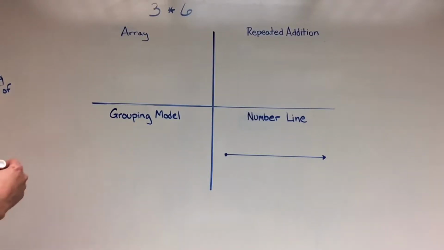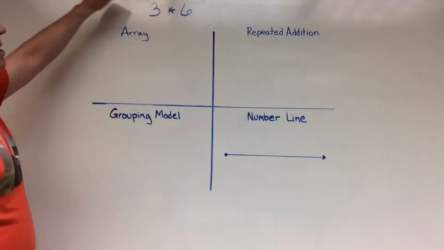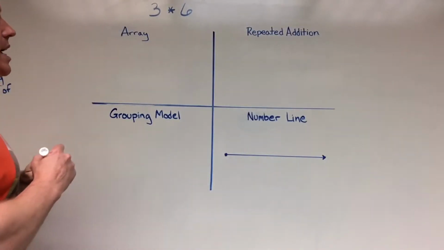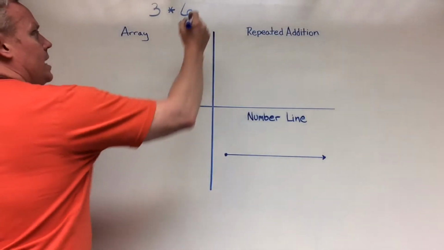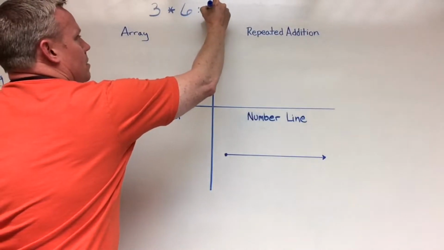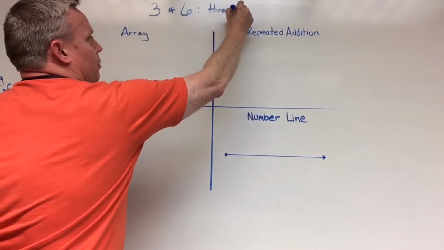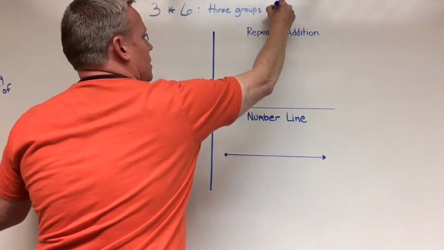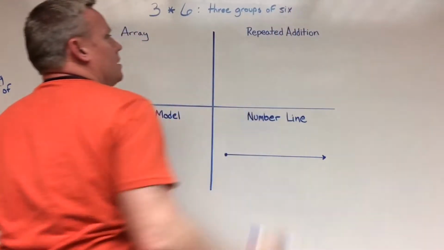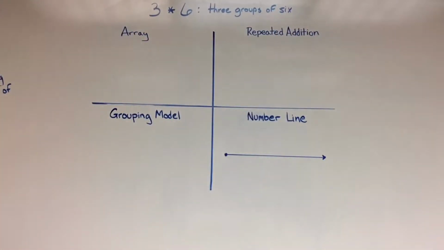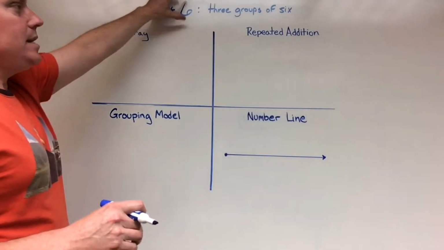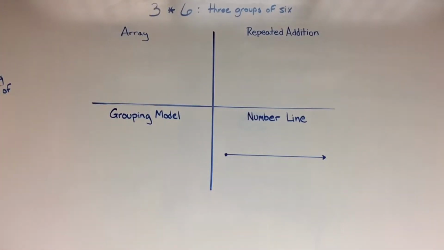Alright, so for the problem of 3 times 6, we need to understand that 3 times 6 translates to 3 groups of 6. That is a very important piece to remember when looking at a multiplication problem, that we start with our first number as how many groups of the second number. So in this case, 3 groups of 6.